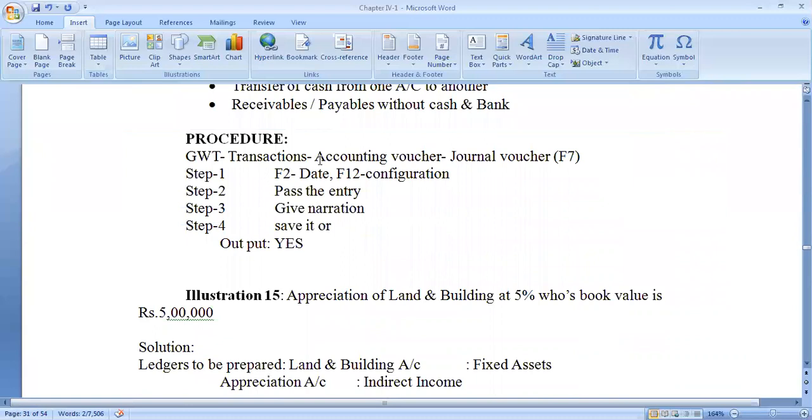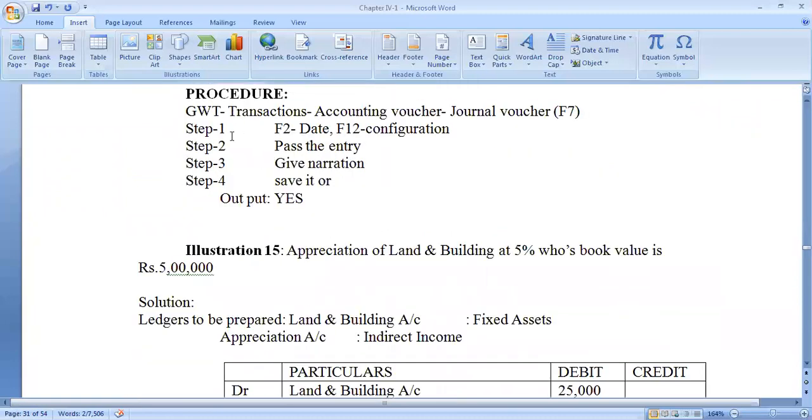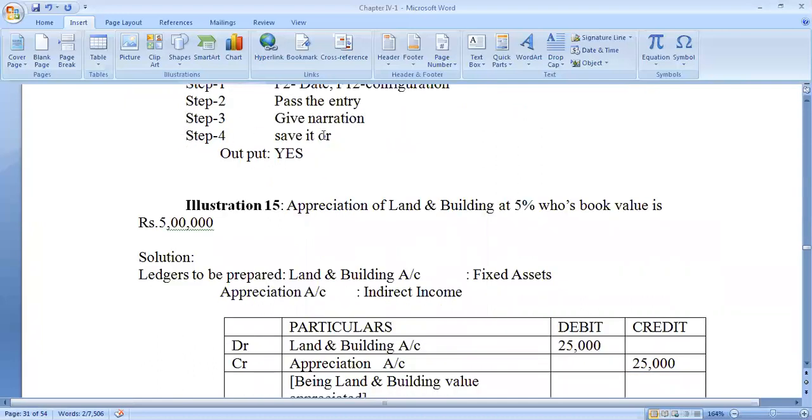Okay. So write any 2 examples for journal voucher. So be very particular. Okay. So the procedure is: Gateway of Tally, go to Transactions, Accounting Vouchers, Journal Voucher. Step 1 is moving on to F2 date, F12 configuration, step 2 is pass the entry, step 3 is give the narration, and step 4 is save it.